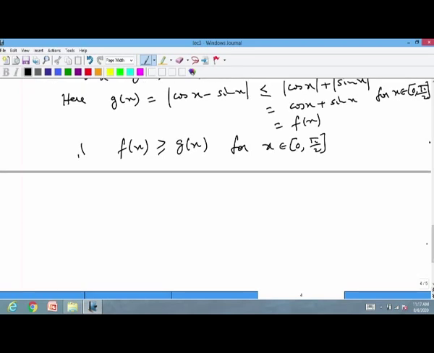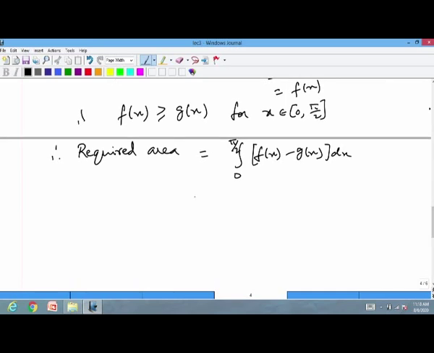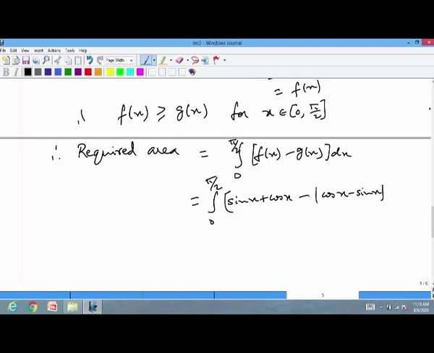Therefore, the required area is equal to the integral of f x minus g x dx from 0 to pi by 2. So, this is equal to the integral from 0 to pi by 2 of sin x plus cos x, f x, minus mod cos x minus sin x, g x, dx.